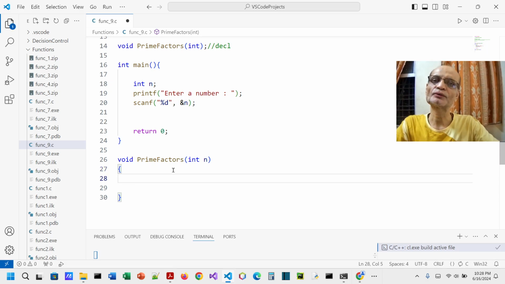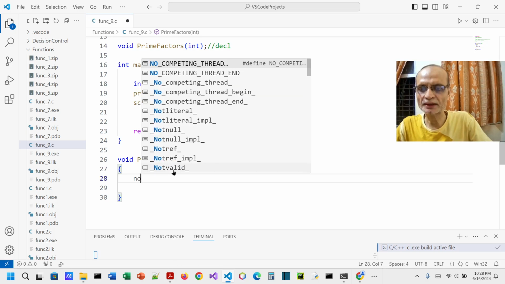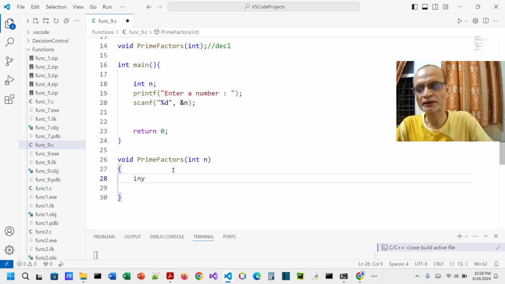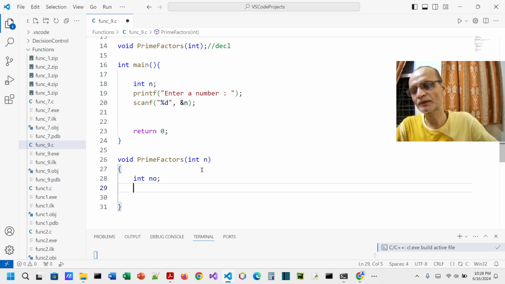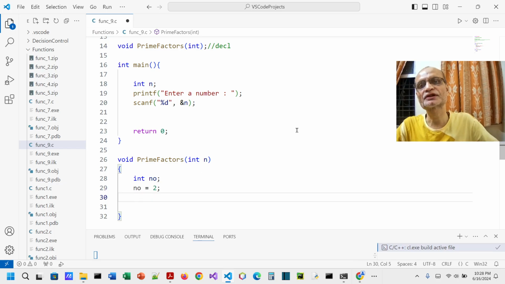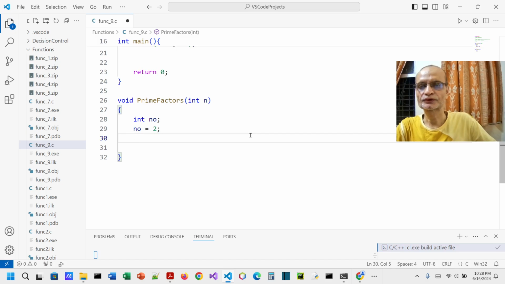What you now require is the starting number. So let me put here starting number, the number that you want to divide, so I'll just have no. We will initialize this number to 2, because you will start this division from 2, and then you write. So how do you write it now?